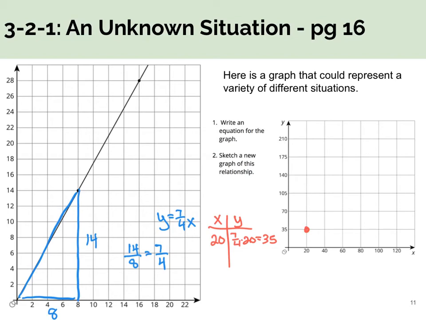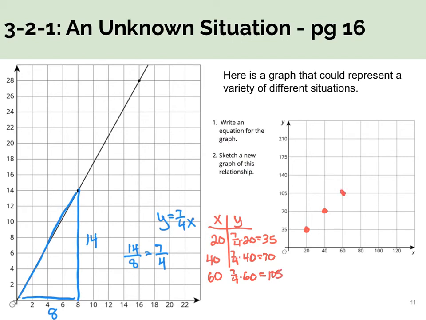Next one, let's put in 40. So 7 over 4 times 40, that is 70. So we have 40, 70. Let's do one more for kicks and giggles. Let's put 60 in there. So 7 over 4 times 60, and we have 105.